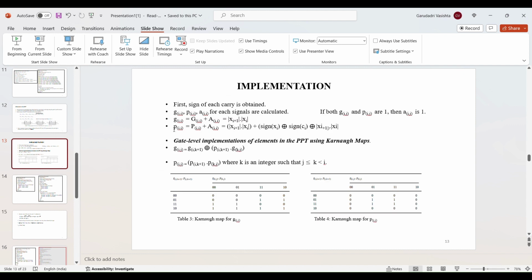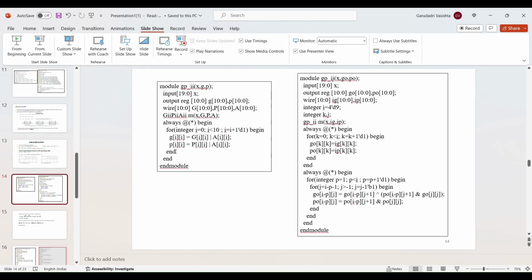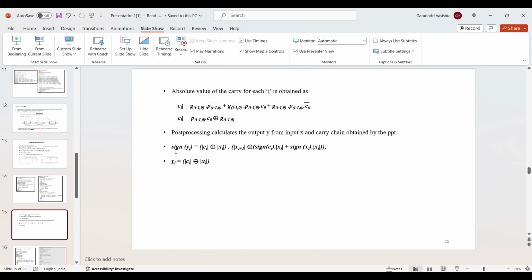Now the gate level implementation of that PPT structure, I have explained for the previous PPT structure, and a similar explanation applies here. This implementation includes the recursive process again. These are the Verilog codes for that. Now the magnitude of carry depends upon G of i minus 1 comma 0. That is the main reason we need the PPT, which has all the carry signals. Now we can easily calculate G of i minus 1 comma 0 and similarly P of i minus 1 comma 0. And the final block is post processing.